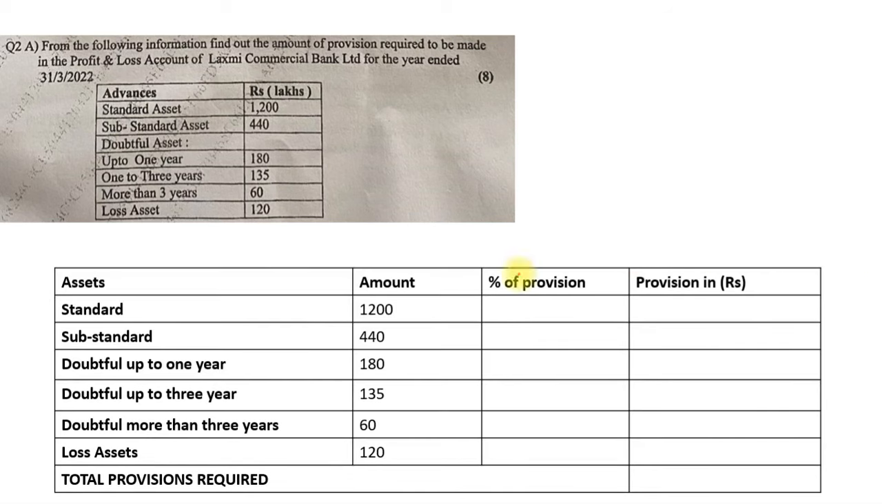Now, very simple. Always remember whenever you get such kind of question, the very first thing we do is make the format. Under the format, we note down assets or advances, amount, percentage of provision, and provision in rupees. Under assets or advances, I've written standard assets, substandard asset, doubtful up to 1 year, up to 3 years, more than 3 years, and loss assets, and total provision required. Amounts, we have noted down the amounts which they have given us: 1200, 440, 180, 135, 60, and 120.